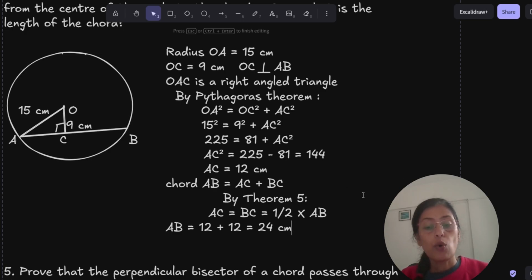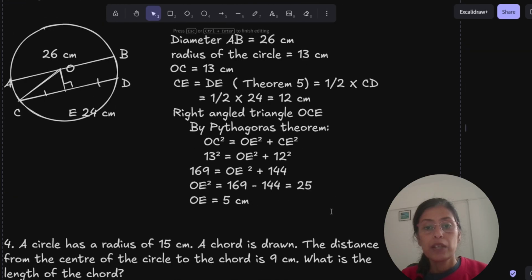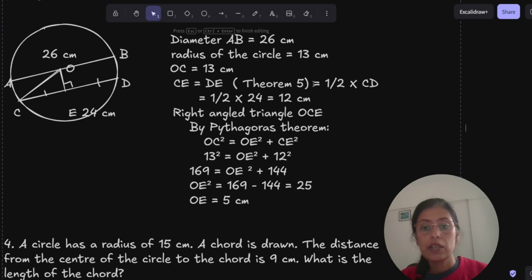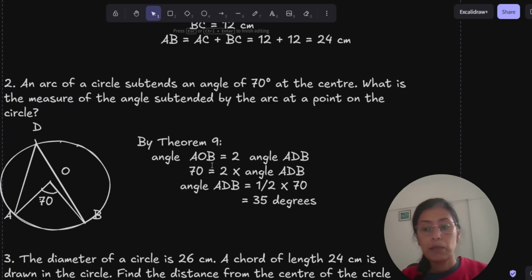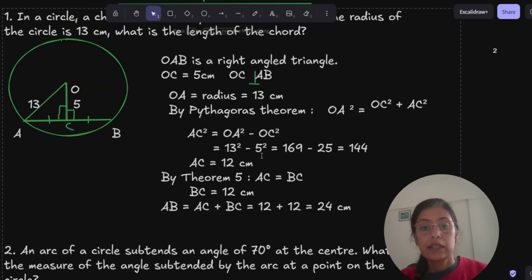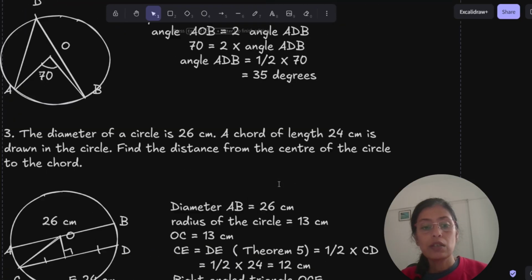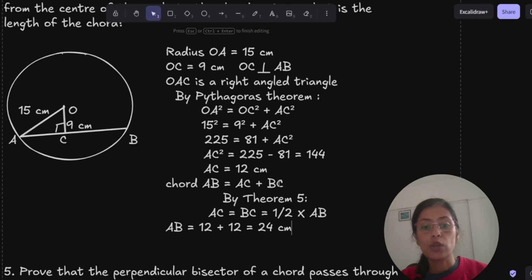Now, so far, all these questions were based on that same one theorem, theorem 5. So here I've written by theorem 5. And did I write here? Yes, here also theorem 5, this third question. This one is theorem 9 because it talked about arc. This is also theorem 5, I guess. Did I write the theorem? Yes, theorem 5. So out of the 4 questions so far we have done, 3 were based on theorem 5.